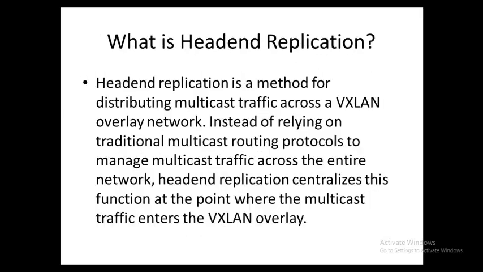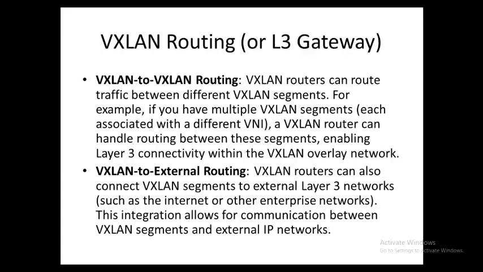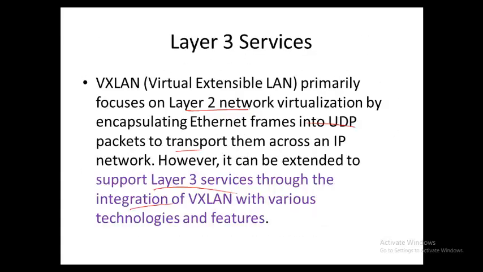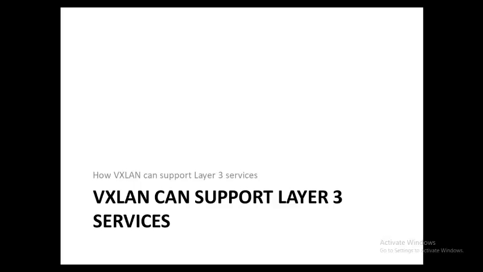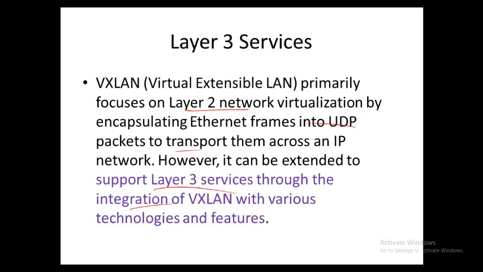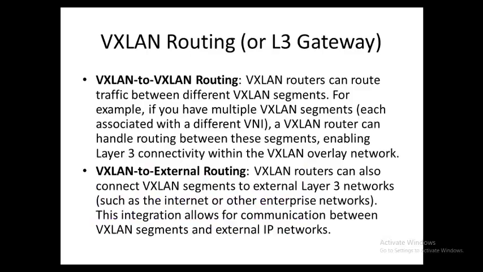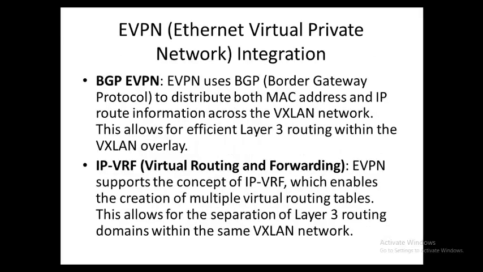How is layer 3 routing within the VXLAN overlay supported? Because you got BGP. BGP is advertising both MAC and IP address. Because it also has the IP address, though it is a different network, still it has the information and routing is possible. What information? IP to MAC, and IP to MAC and VTEP, to which VTEP they are connected. So routing is possible in the VXLAN overlay.